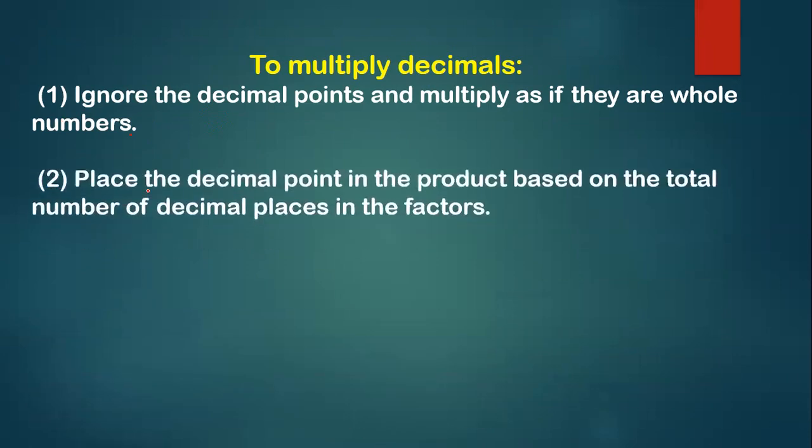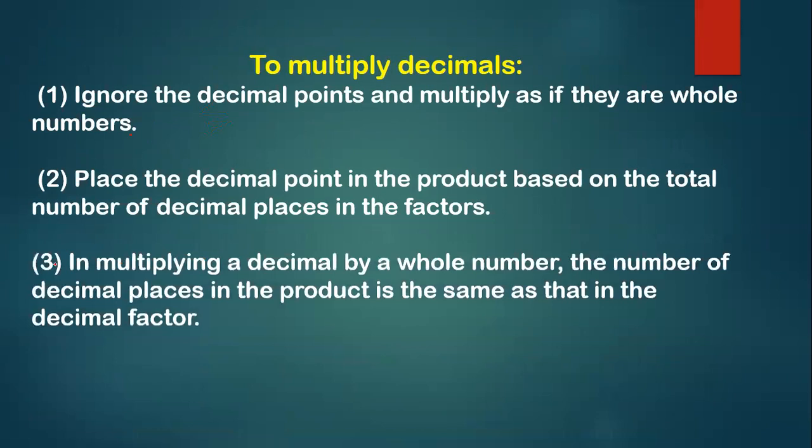Okay, pangalawa, place the decimal point in the product based on the total number of decimal places in the factors. So ito na yung last part na to, no? Bilangin ang decimal places ng ating product and then i-move natin ang ating decimal point to the left, kung ilang places. And then, number 3, in multiplying a decimal by a whole number, the number of decimal places in the product is the same as that in the decimal factor.